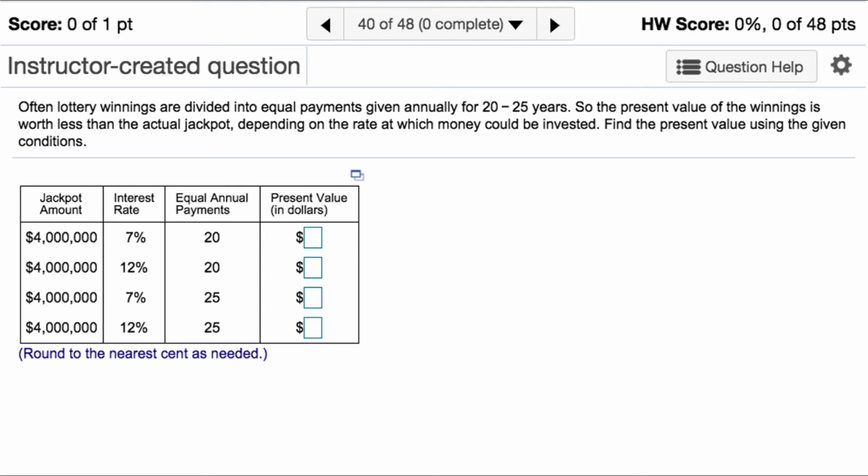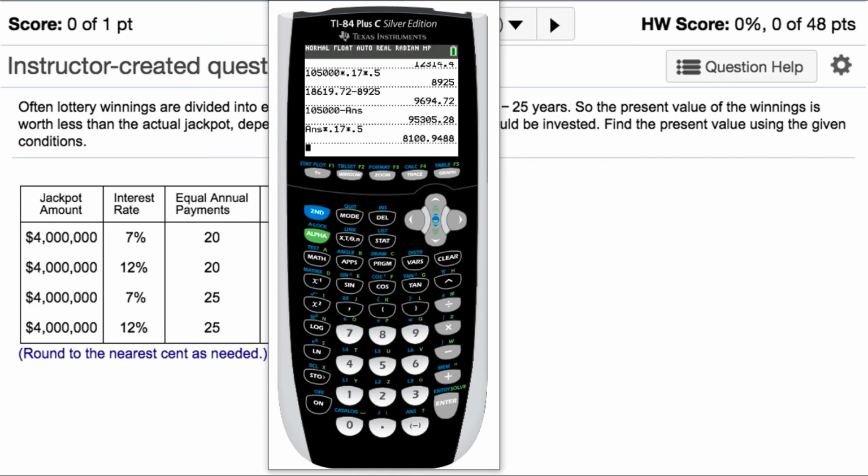All right, so let's grab our TVM Solver. Let's go to Apps, Finance, TVM Solver. Let's go ahead and zero this out to reset it. Payment is at end, so we'll leave that there. For the first one, equal annual payments, there are 20 of them, so N is 20. Interest rate, 7%. Present value, that's what we're looking for.